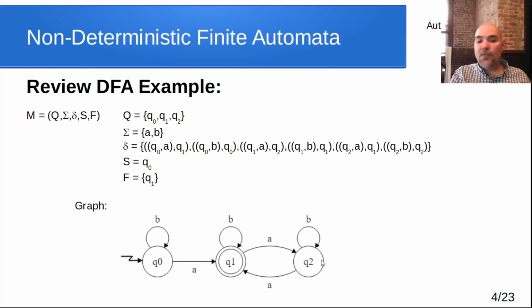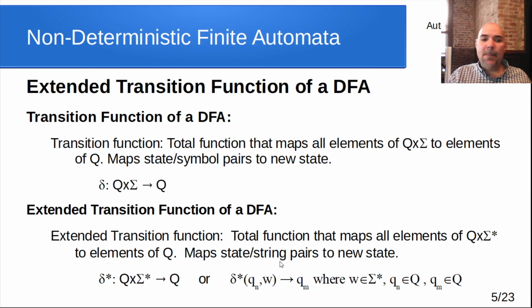Now notice that's a total function, and notice we have a single defined start state. We have a set of final states, which only has one state in this example. But there is our example drawn out in graph form to make it easier to look at.